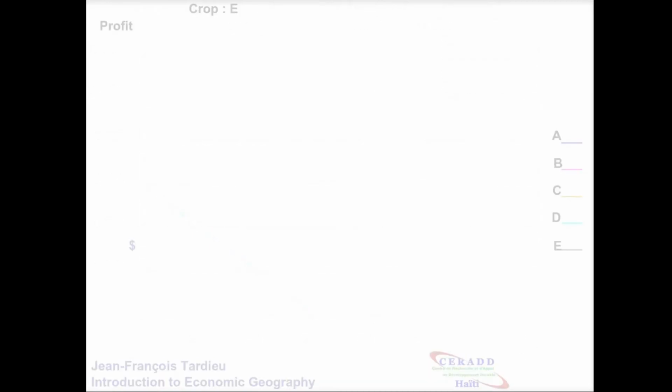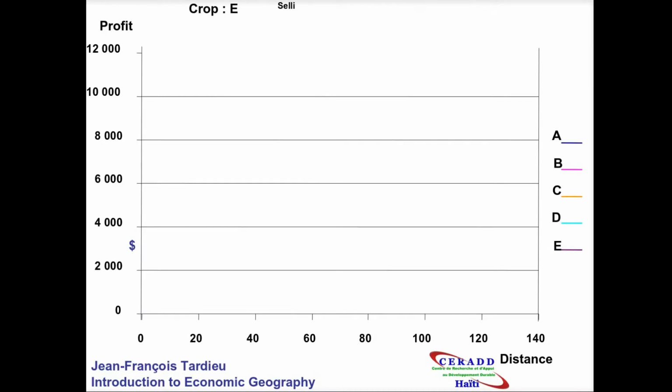1 hectare of product E sells for 5,000 monetary units in the city. The cost of production is 2,000 monetary units, which gives a profit per hectare of 3,000 monetary units without consideration of transport costs.